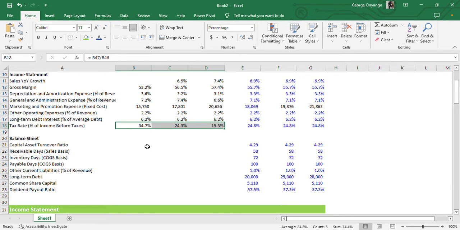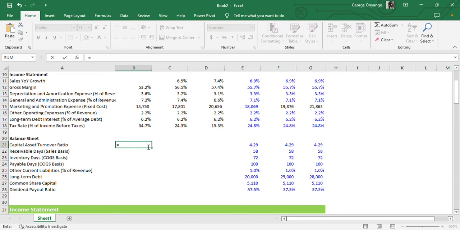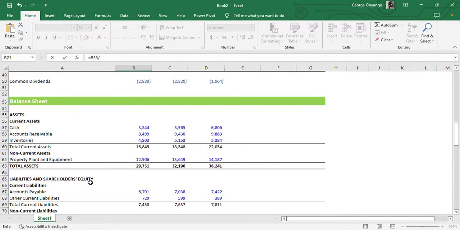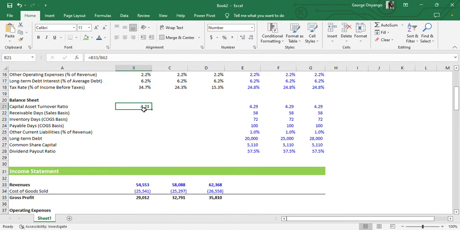We're now going to do the one for the balance sheet, and we are going to get the capital asset turnover ratio. This is the ratio between revenue and capital assets. So we're just going to divide, we come to the balance sheet, we get that. So we see that the capital asset turnover ratio is 4.23, and when we fill that right, we can see that.